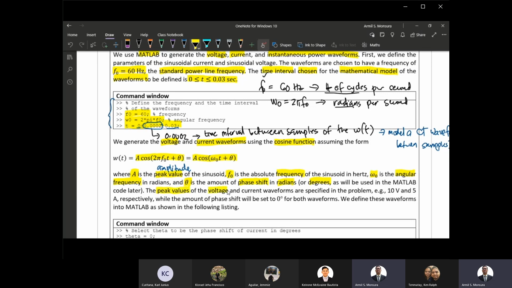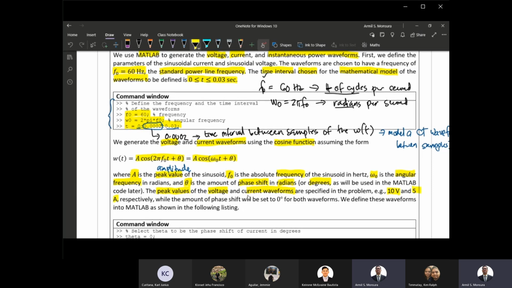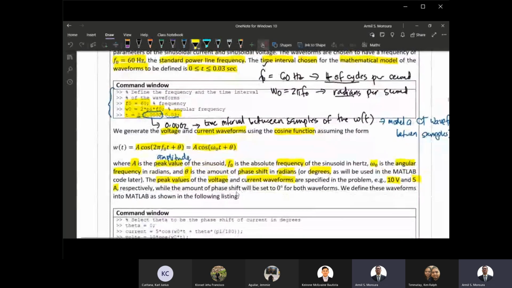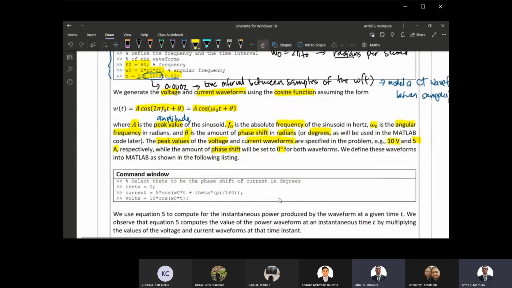The amplitude or the peak values of the voltage and current waveforms are specified in the problem. The peak value of the voltage daw is 10 volts, while the peak value of the current is 5 ampere. Now, the problem did not mention anything about the phase shift, so we will set the phase shift to 0 for both voltage and current waveforms. So we now define those parameters here. We define the phase shift parameter. Now, this is where we define the current waveform.